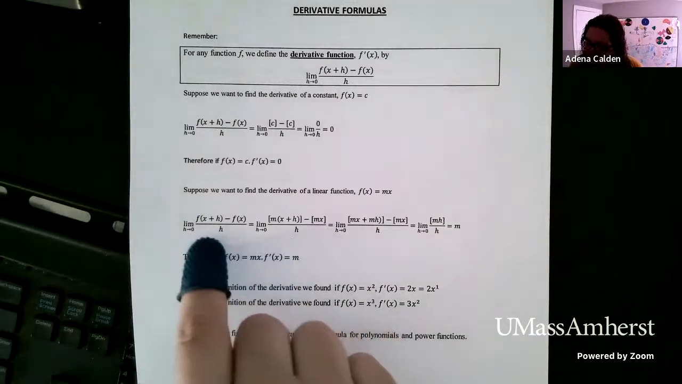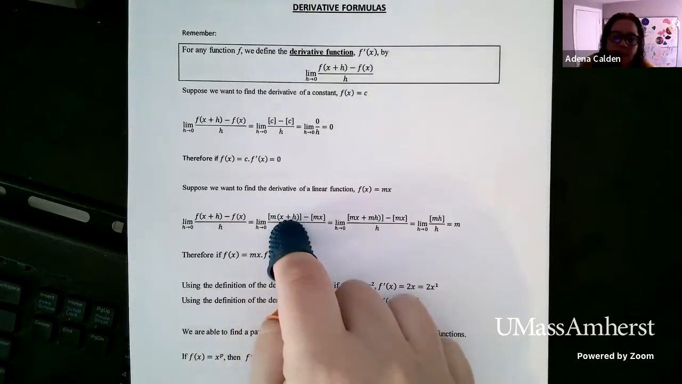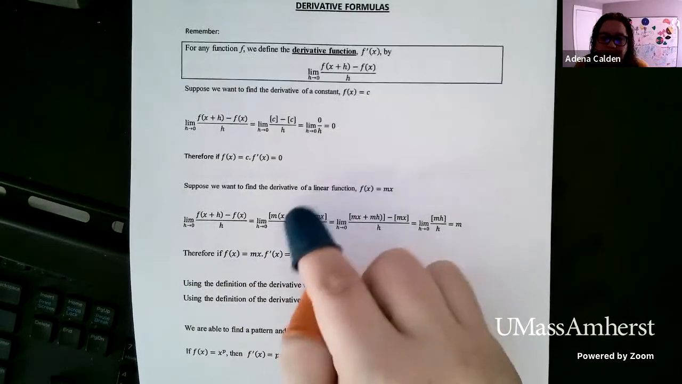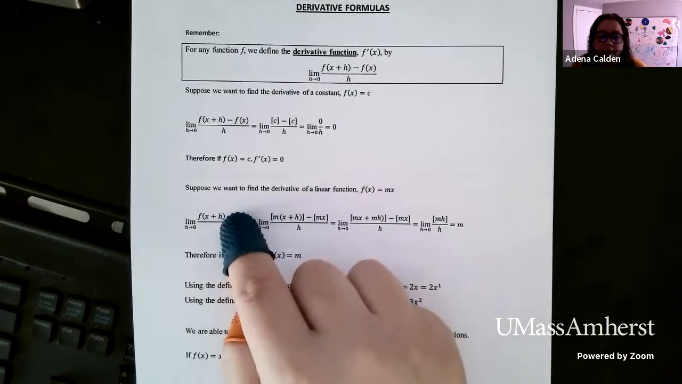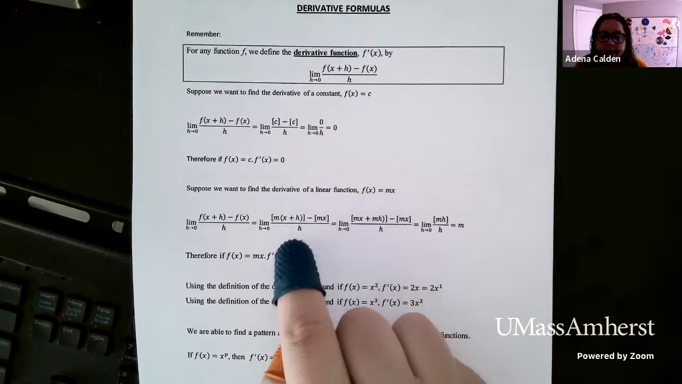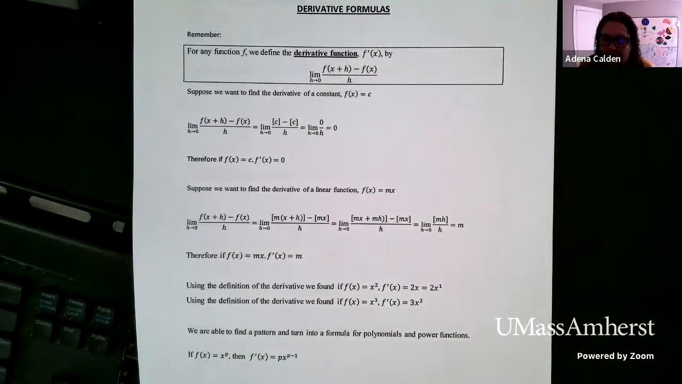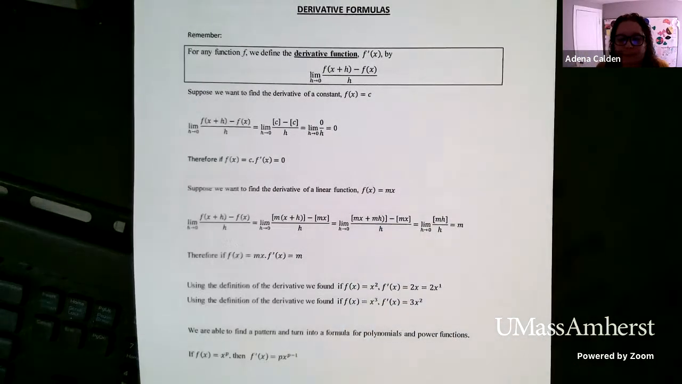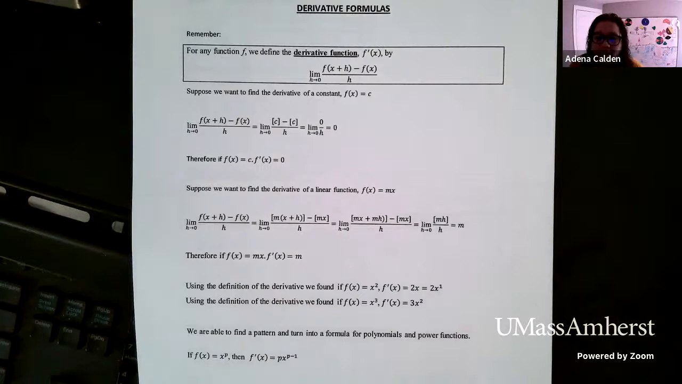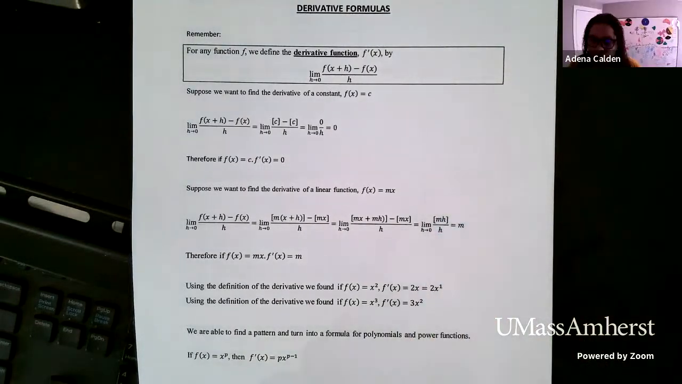When we do f of x plus h, that's like our composite function, so we plug in x plus h wherever we see an x. So we get m times x plus h, minus f of x, so minus mx, divided by h. We want to simplify and group like terms. So we distribute the m, and we get something that looks like mx plus mh, and we still have minus mx. So the mx's cancel, and we're left with mh over h.